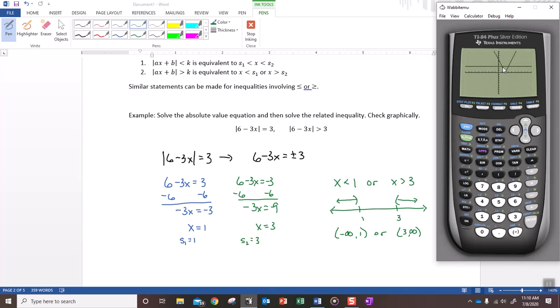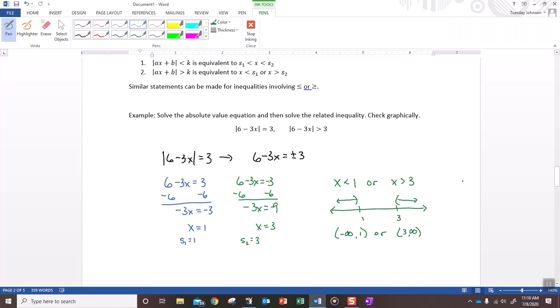And you can find the intersections to make sure, but the answers are 1, vertex, not vertex, this is the pointy spot, the cusp, the corner, and 3. Fantastic. Yes, the absolute value is higher than the k value of 3 whenever we are outside the intervals. So we're able to check it graphically as well.